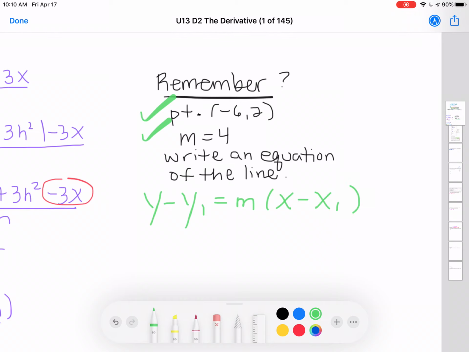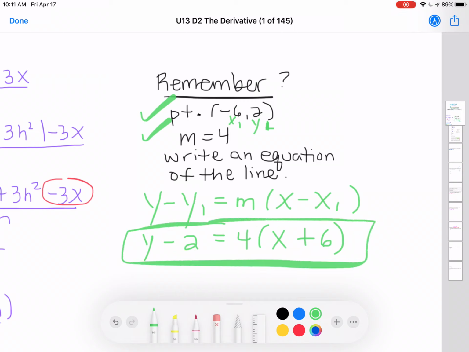So we'll just substitute in. Y minus 2, here's my x1, y1. Y minus 2 equals the slope times x minus negative 6, that'll become a plus 6. And there's my equation of a line. No need to simplify or do anything else. You don't have to solve for y. So that'll come up today a little bit.